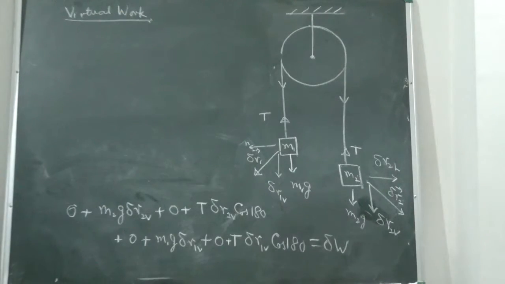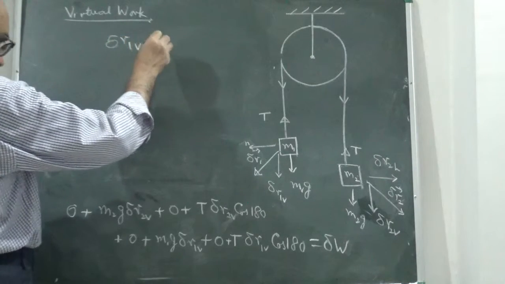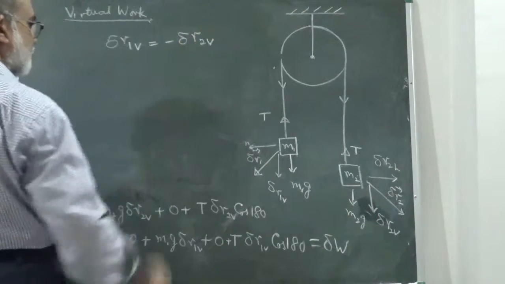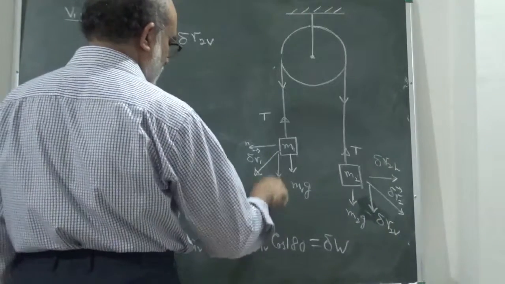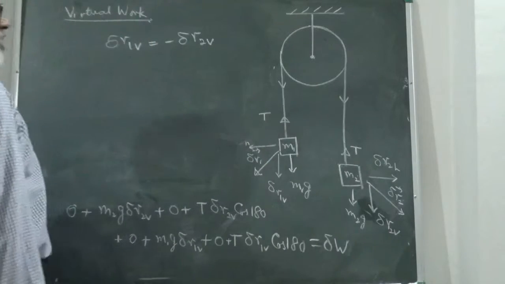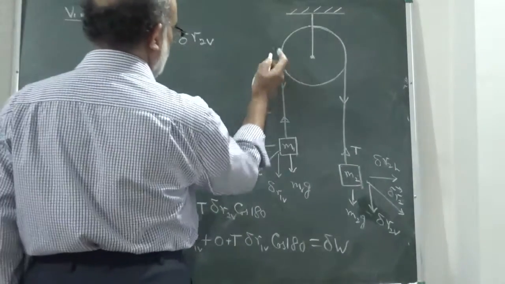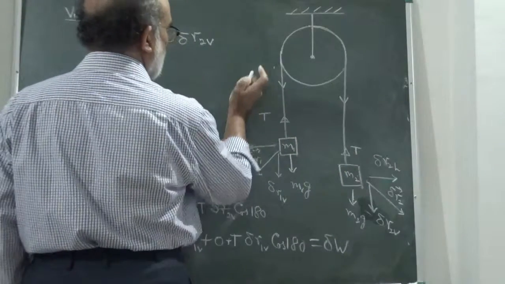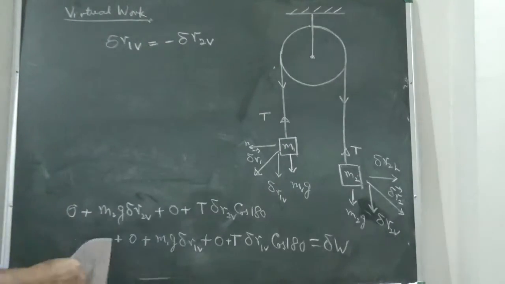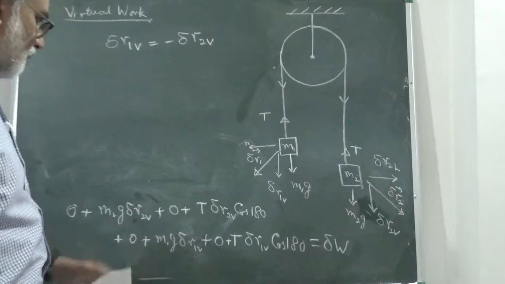Now the constraint equation means delta R1V is equal to minus delta R2V, because they are connected by a string, the length of which is fixed. So one of the constraints is that the blocks are hung by a string of fixed length. If you take delta R2V here, delta R1V will be minus of this.